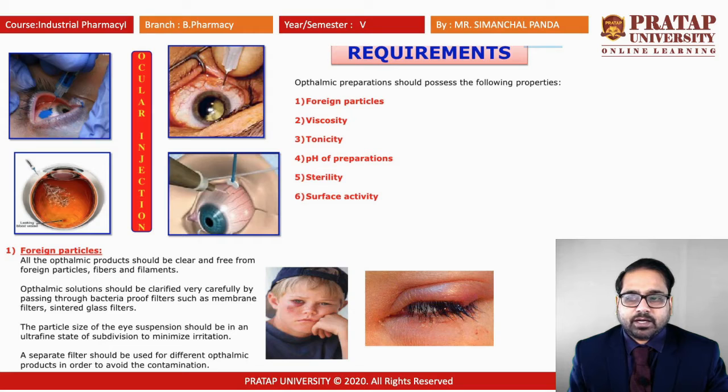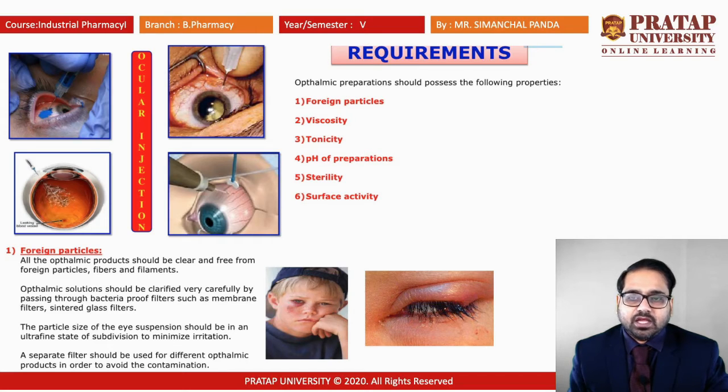So for foreign particles, the ophthalmic product should be clear and free from foreign particles. They must be free from fibers and filaments, as they may lead to irritation. Ophthalmic solution should be clarified very carefully by passing through a bacteria-proof filter such as membrane filters and sintered glass filters. The particle size of the eye suspension should be in an ultra fine state of subdivision to minimize the irritation.